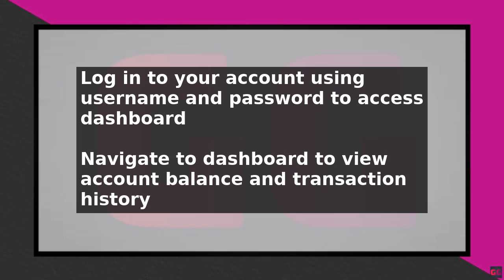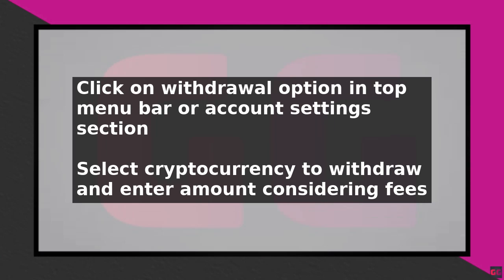Next, click on the withdrawal option, which is usually located in the top menu bar or in the account settings section. This will take you to the withdrawal page where you can select the cryptocurrency you want to withdraw. Select the cryptocurrency you want to withdraw and enter the amount you want to withdraw. Make sure to check the minimum withdrawal amount and any applicable fees before confirming the transaction.